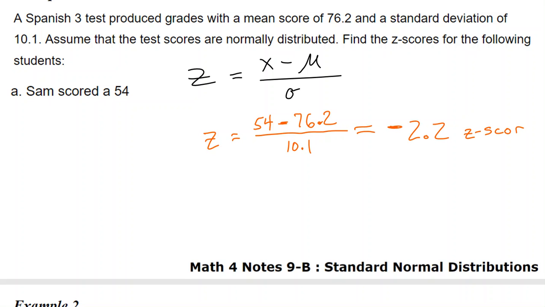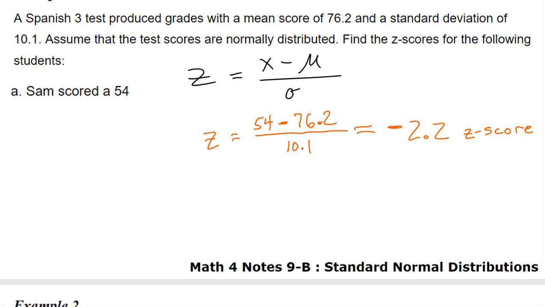That z-score is saying that Sam's score was less than the mean. It was less than one standard deviation below. It was less than two standard deviations. It was actually 2.2 standard deviations below. When you take the 76.2 and subtract the 10.1, minus one standard deviation would be 66.1, and minus two standard deviations would be 56 even, and Sam scored a 54.